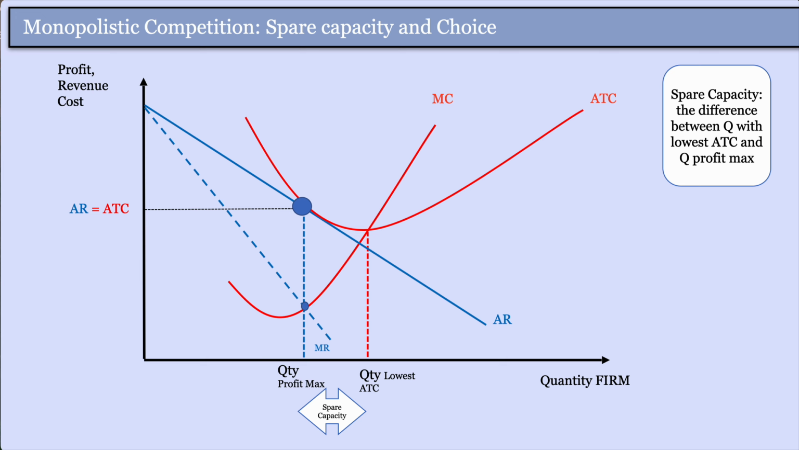Spare capacity is the next thing that we need to look at, and spare capacity is simply defined as the profit maximizing point, wherever it happens to be, which is here, MC=MR, and how that differs from what it would be if you had the productive efficiency point, the lowest ATC. So that gap between that and that is known as the spare capacity in monopolistic competition. And the argument is that you've got this spare capacity because you haven't gone on and reached this lowest ATC.